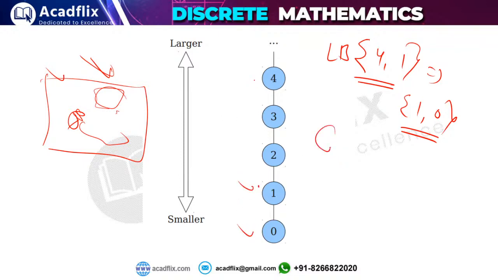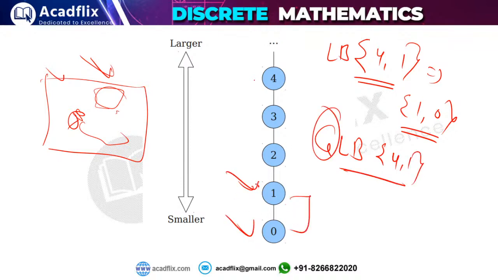Now if I ask you, what is the greatest lower bound? In the lower bound, you find the greatest element. This is your lower bound, and you find the greatest element. The greatest element will be 1. So this will be your greatest lower bound. This is how you can very easily find it.